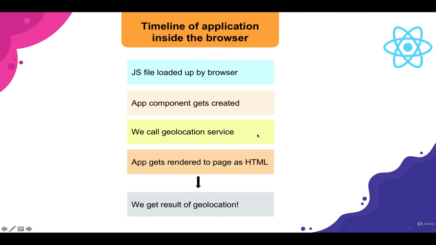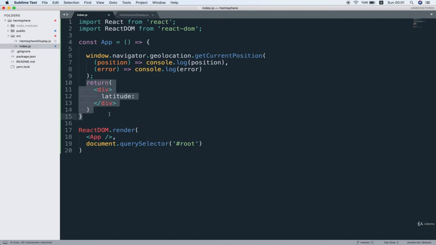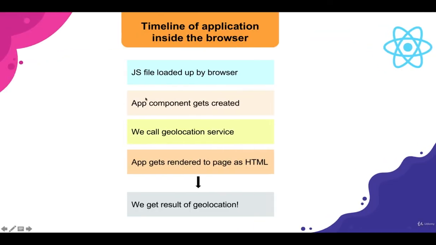So we call the geolocation service, and then in the very next instance, our app component returns a certain amount of JSX. The JSX is taken and turned into HTML, and then it's rendered out onto the screen. So that entire process occurs, and we see content appear on the screen far sooner than we ever get a result from that geolocation API, yeah?